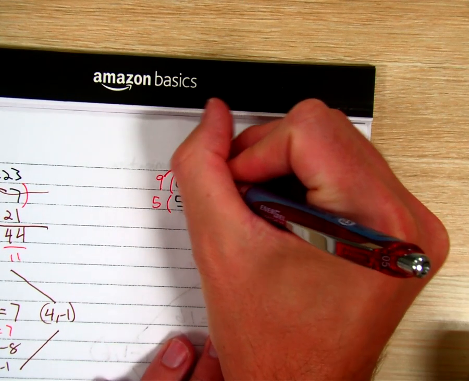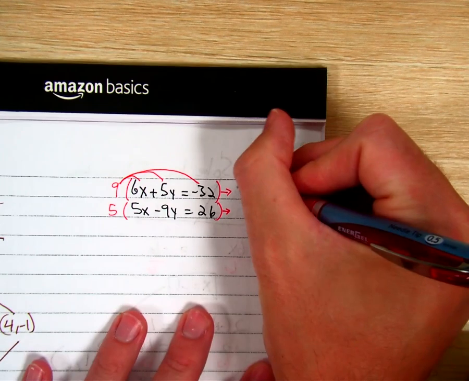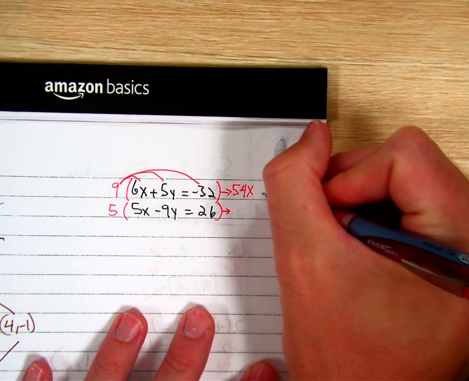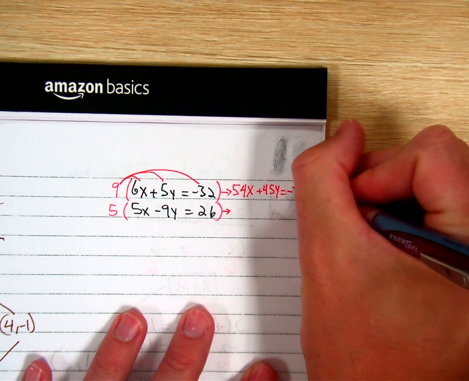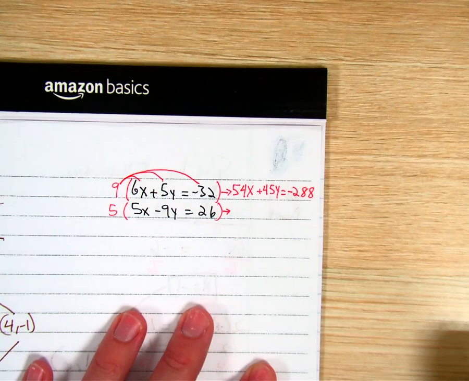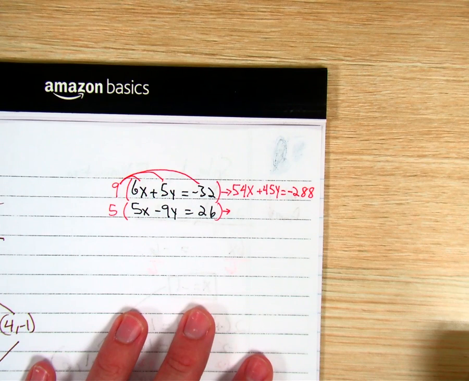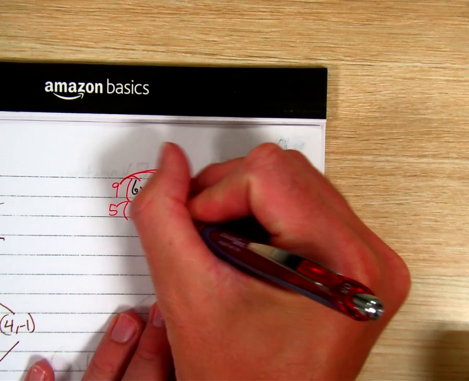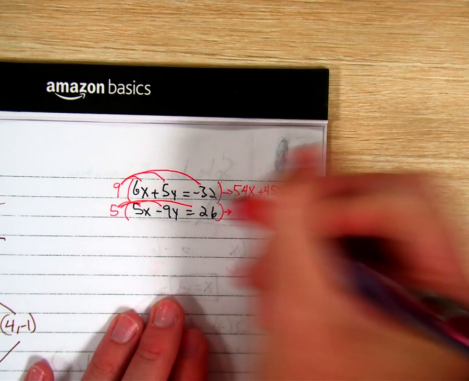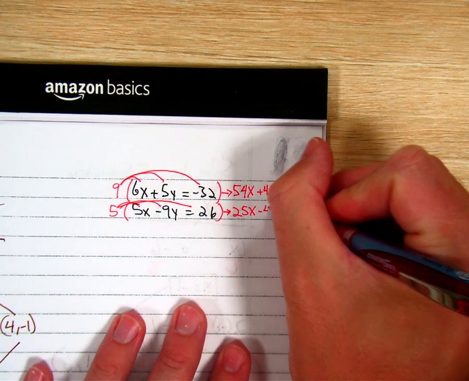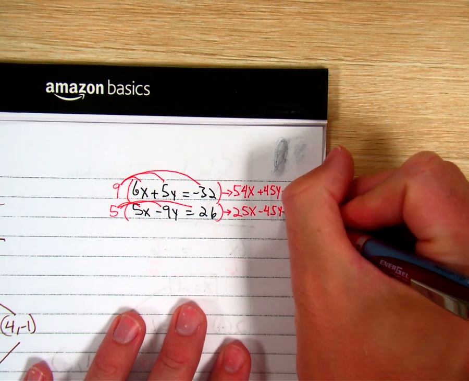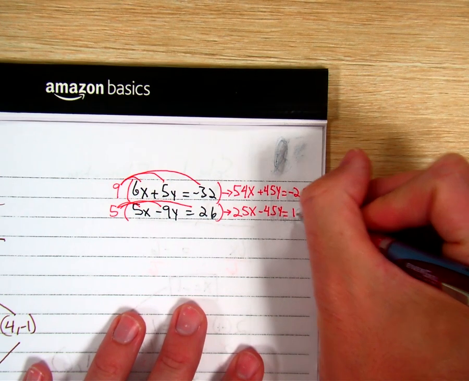Okay, so we take that 9 to all 3, and we'll have 54x plus 45y equals negative 288. I've done that 5 times today, so I'm pretty confident in that 9 times negative 32 being negative 288. Okay, this time we're going to take that 5 to all 3, and we should get 25x minus 45y, and that's going to be a positive 130.